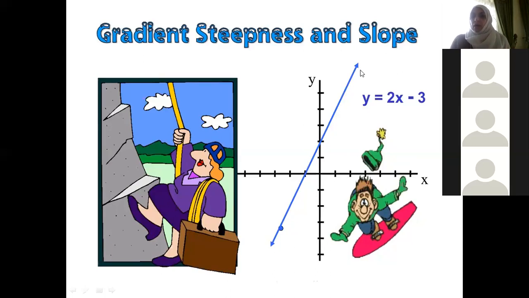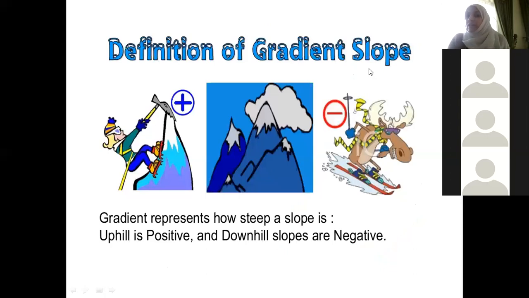If I want to define the gradient, I'm talking about the steepness of the graph. Of course, we have different types of graph. It can be an increasing graph going upward, or it can be a decreasing graph going downward, down the hill. If it was an increasing graph, the gradient will be positive. And if it was a decreasing line going down, that would be a negative gradient.